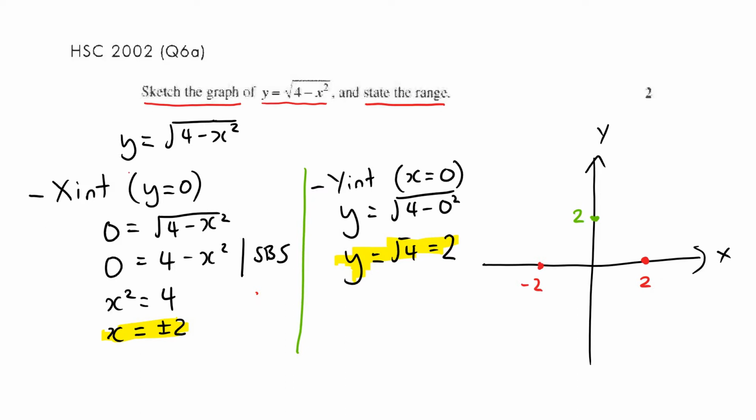Now this is a curve. Okay, when you take the square root of something, it sort of makes any sort of line a curve. So that curve must pass through these points. So logically, it has to look something like this. A semicircle. Okay, and that's basically the first part. You get 1 mark for that.